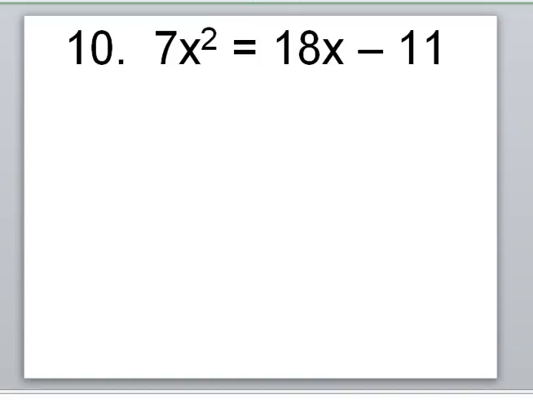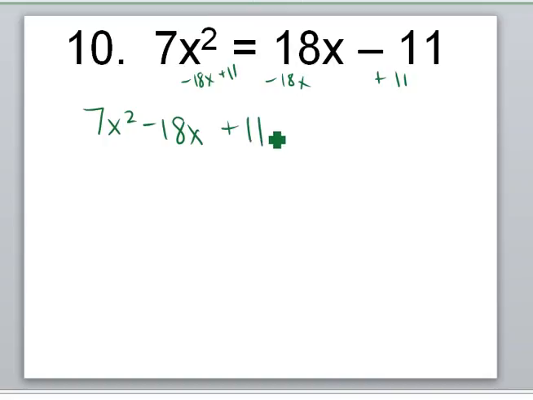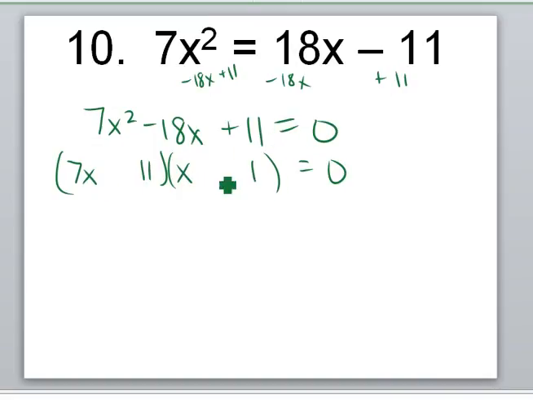Two more problems. This one, again, is not set equal to 0, so I need to move the 18x and the 11. So I'll subtract 18x and I'll add 11. 7x squared minus 18x plus 11 equals 0. When I factor, I have 7x and an x. I'll put 11 here and a 1, so that way I get an 11x and a 7x. I need to create a negative 18, so that means both of these need to be negative.